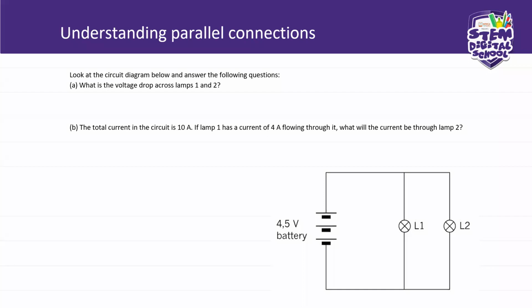That is why we have parallel connections of lights in our houses. And we are still recapping from yesterday. Understanding parallel connections, look at the circuit diagram below and answer the following question.